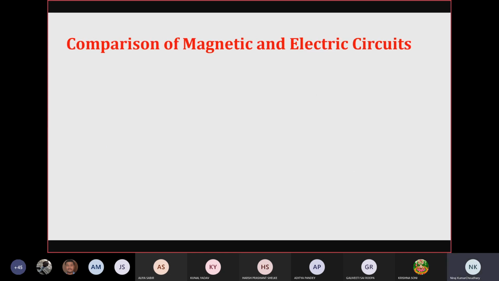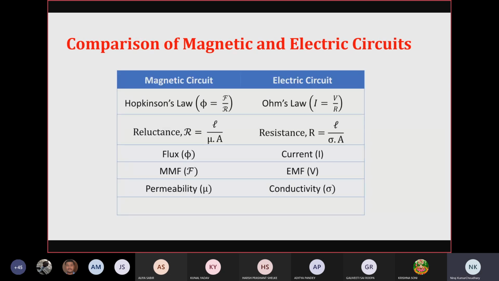In the last class only we have done a comparison of magnetic and electrical circuits. We have seen that flux is there in a magnetic circuit, current is there in an electrical circuit, and reluctance in a magnetic circuit is analogous to resistance in an electric circuit. There is flux, current, MMF, EMF, permeability, conductivity. We have already discussed this, right? No need to go into detail now.